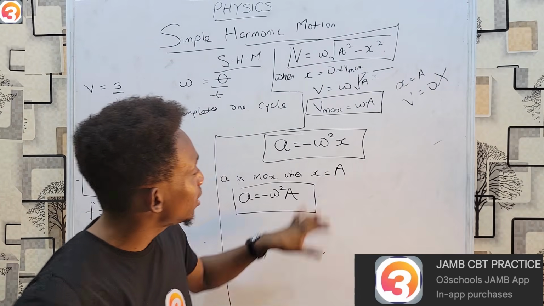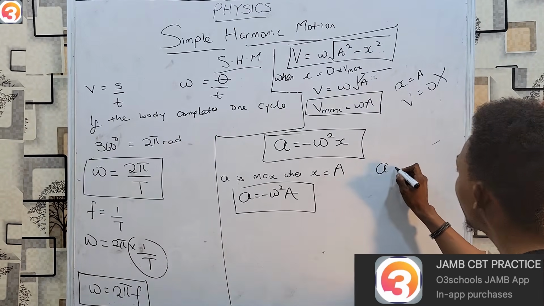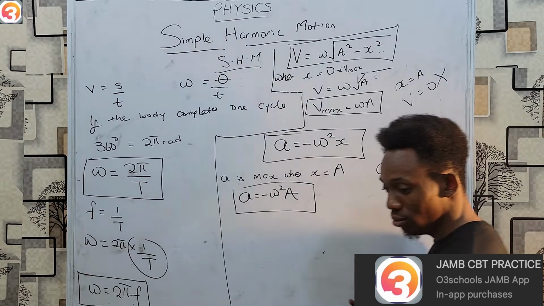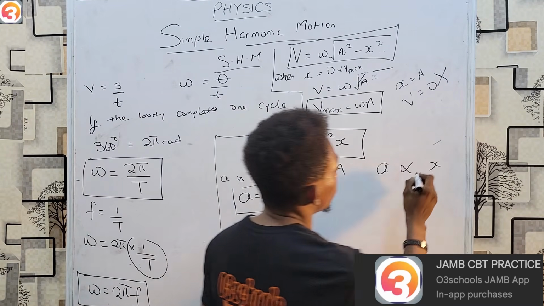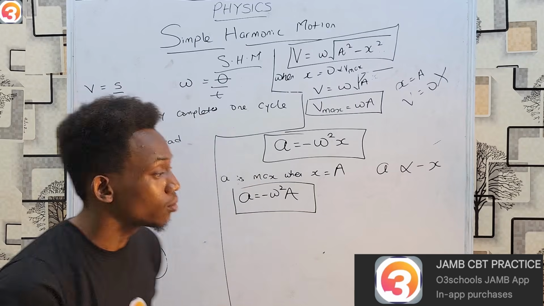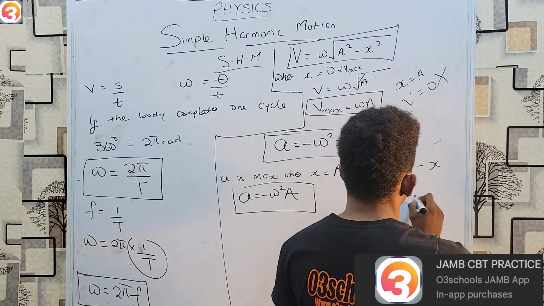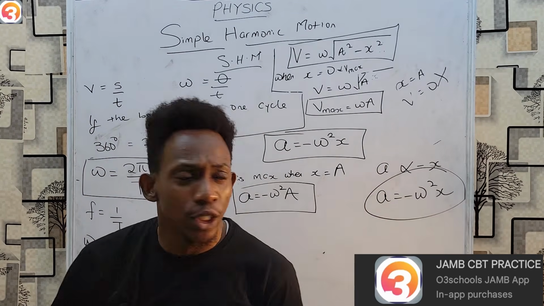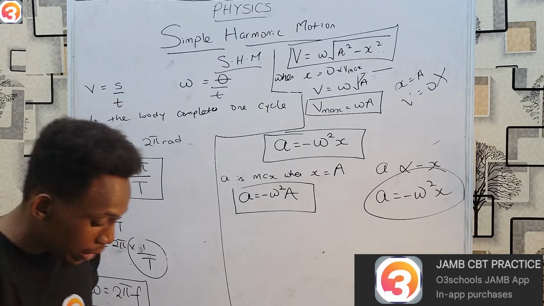And for those of you that may be asking, how do we get this formula? It's because, as we said in the definition, acceleration is proportional to the displacement from the fixed point, and is always directed towards that point. Because it's directed towards that point, hence the minus. Then from here, introduce your constant. The constant was taken as omega squared, and that's how we got that. Very, very simple. So these are the few formulas you must know.